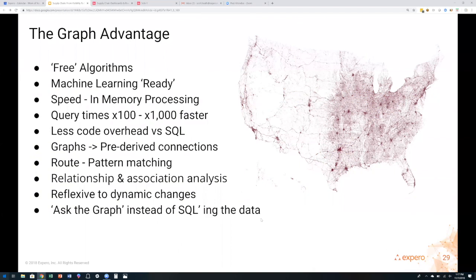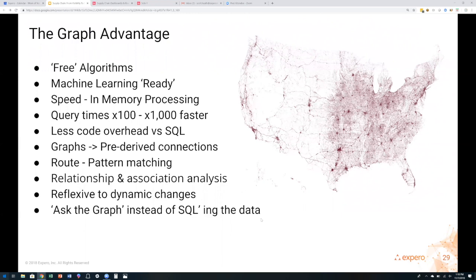A lot of times we're asked, why is graph so special? Well, one of these quote unquote free algorithms alone, or the concept of this velocity by which we can do it, is typically what people will say. So having a query time that's hundreds or thousands of times faster, this ability to now do it in perhaps less code. But ultimately where we're going here is using graph for what it's good at, which is the relationships. And many times we can pre-derive these connections. We can start to do pattern matching. And again, many of the things that Graham is going to share with us today. And then this reflexive response to these dynamic changes.